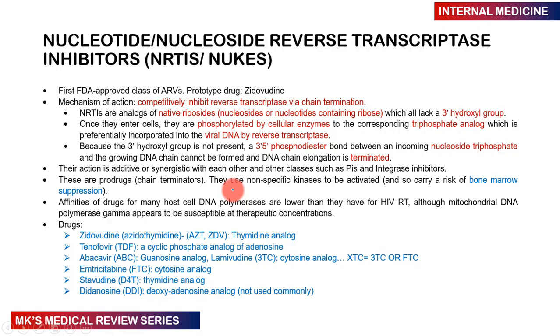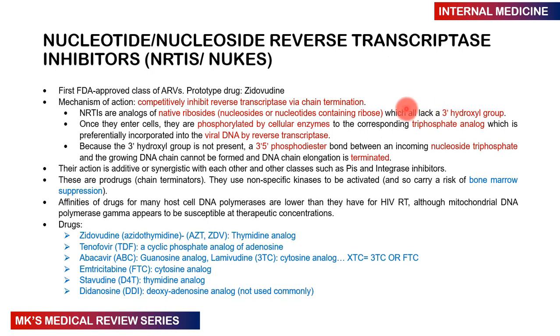So the first drug that was approved, like I said, was zidovudine, which is your prototype drug. These are the first ever class of drugs to be approved. Now, how are these going to work? They competitively inhibit the reverse transcriptase enzyme by a process known as chain termination. Now remember that these nucleosides or nucleotides have a 3' end and a 5' end. This is not a 3 apostrophe. No, it's pronounced as 3 prime, as in Optimus Prime.